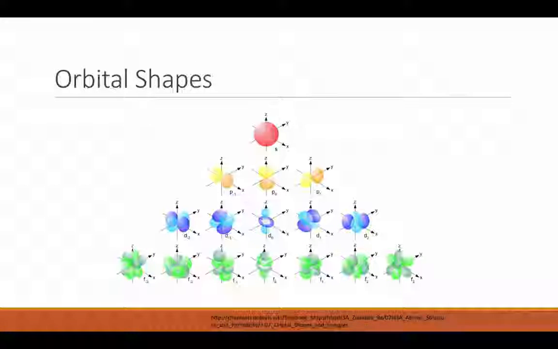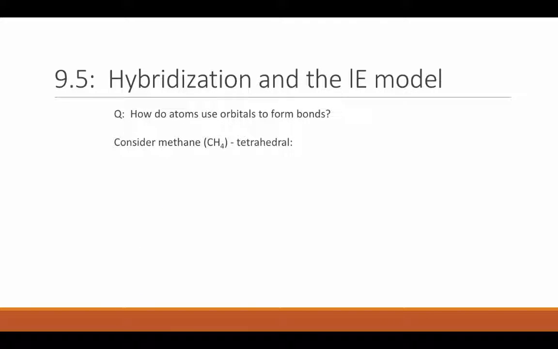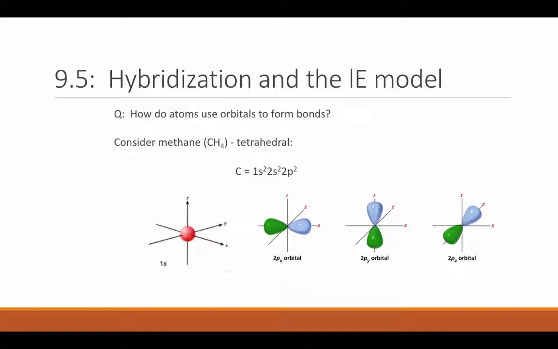Here's a quick refresher of orbital shapes. We'll mostly be looking at s and p, so quickly remind yourself of the shapes of the s and p orbitals. Let's consider the case of methane to help us understand why hybridization is necessary. Methane has a tetrahedral structure with carbon as its central atom. The electron configuration of carbon is shown here. Carbon then has one available s orbital and three available p orbitals for bonding.